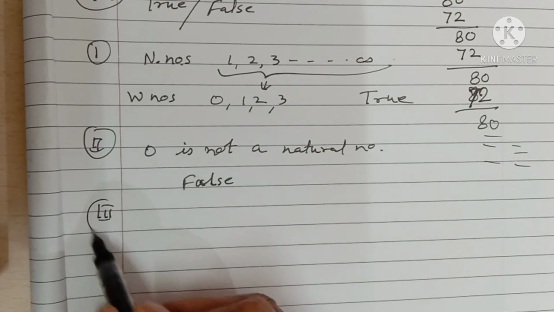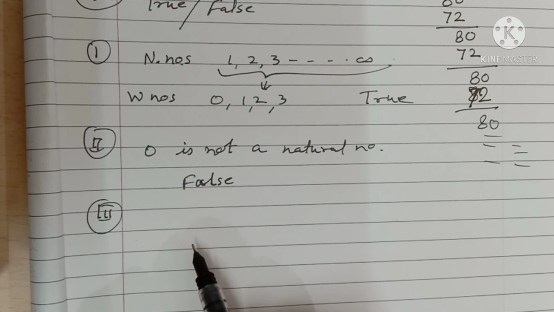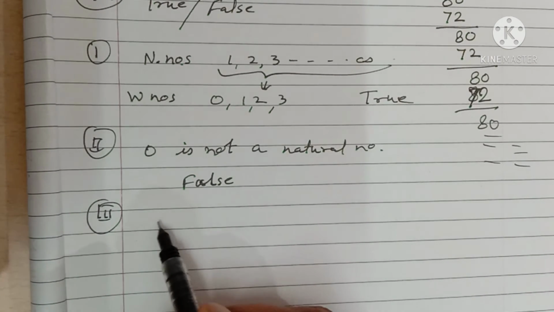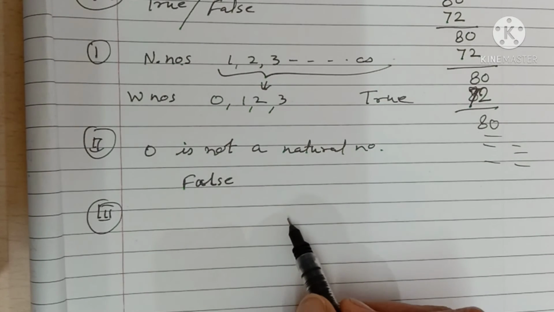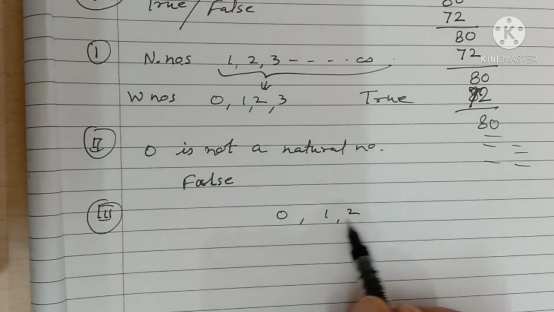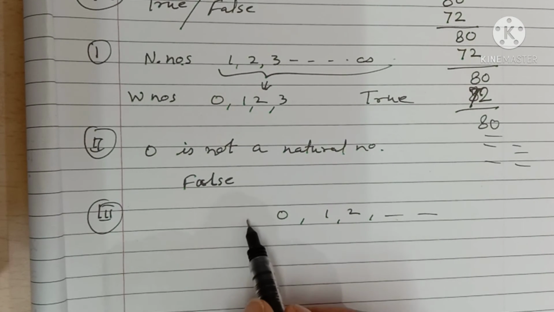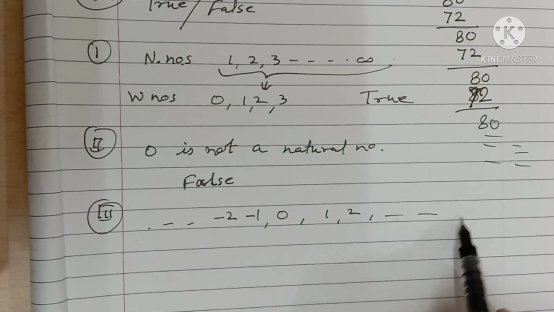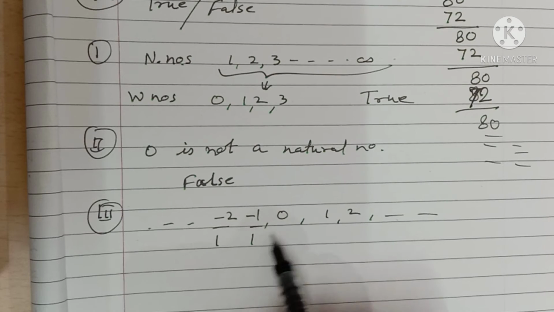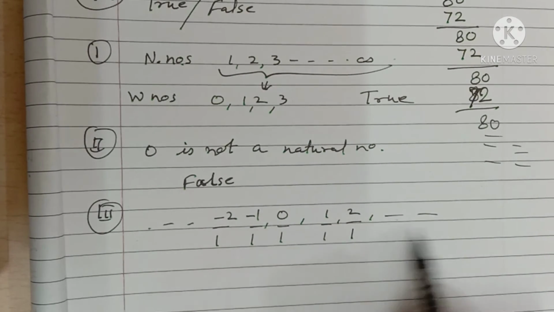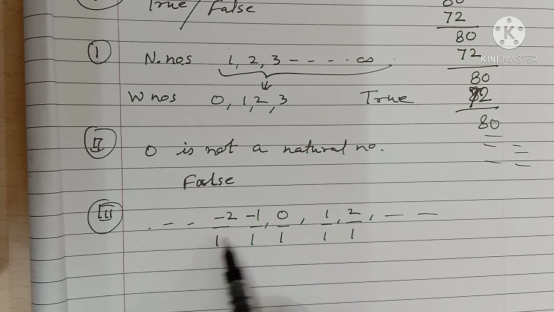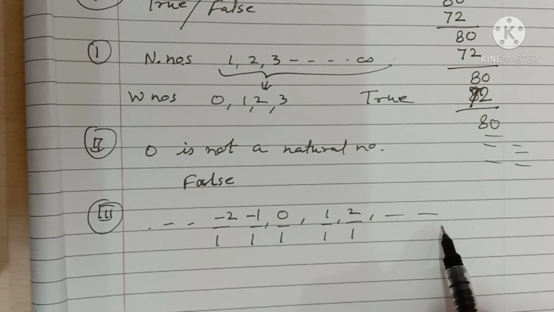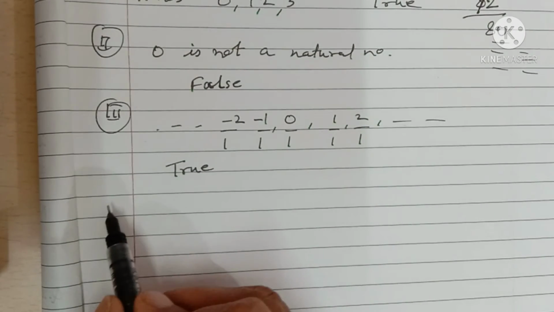Now come to part 3. Every integer is a rational number. Integers: negative integers, positive integers, and 0, 1, 2, etc. And here write down negative integers, -1, -2. You can write all the integers in the form of p upon q. Put 1 as a denominator, and you are watching that all the integers we can write in the form of p upon q. So every integer is a rational number. So this is true.